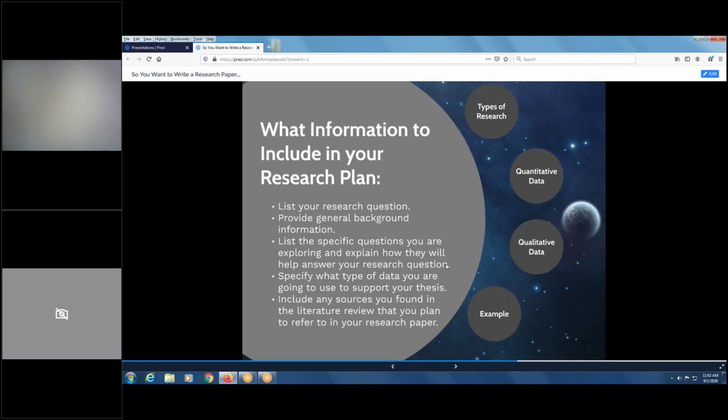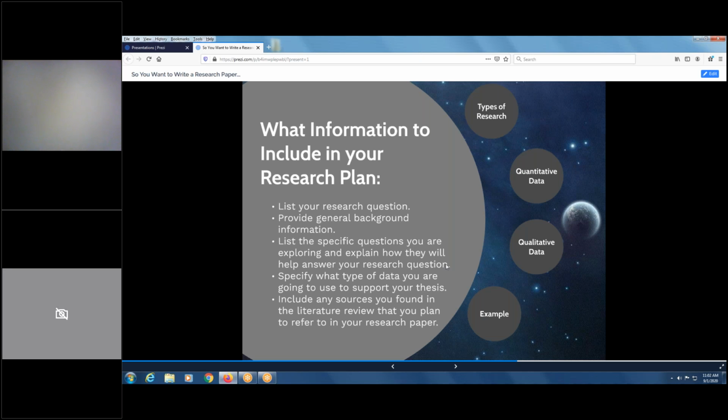So always first you want to list your research question. And then I think it's a good idea to just provide general background information on your topic. So you want to provide some context for your research question. Next, you want to list the specific questions you're exploring, and you want to explain how they will help answer your research question. So how are you going to achieve answering your research question in your paper, essentially?